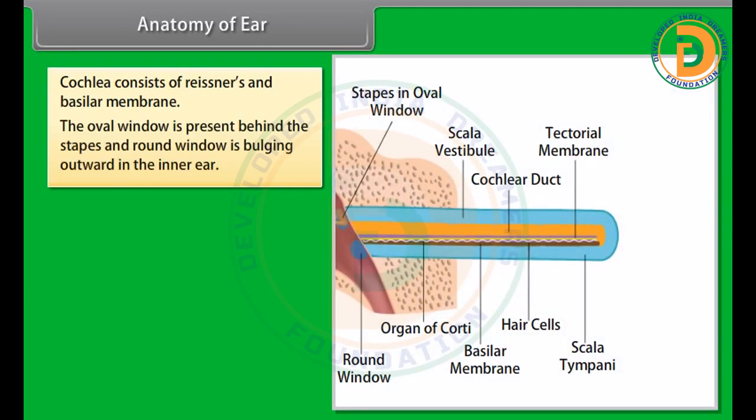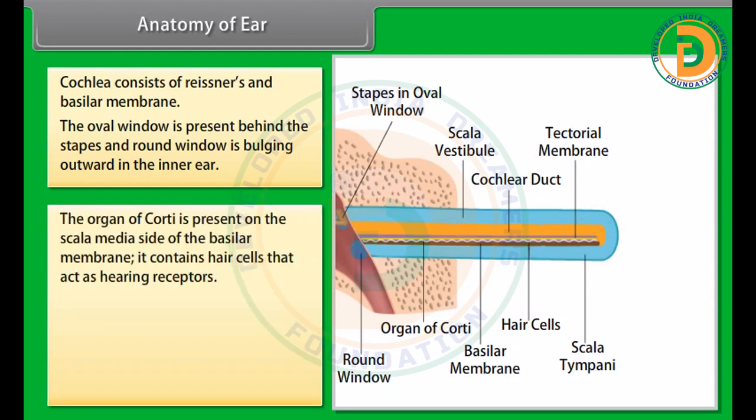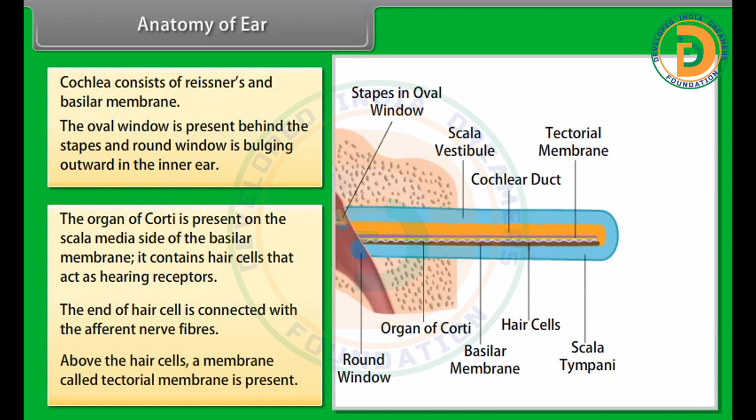The oval window is present behind the stapes, and the round window is bulging outwards in the inner ear. The organ of Corti is present on the scala media side of the basilar membrane. It contains hair cells that act as hearing receptors. The end of the hair cell is connected with the afferent nerve fibers. Above the hair cells, a membrane called the tectorial membrane is present.